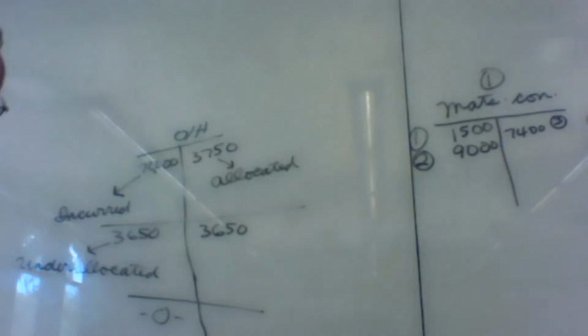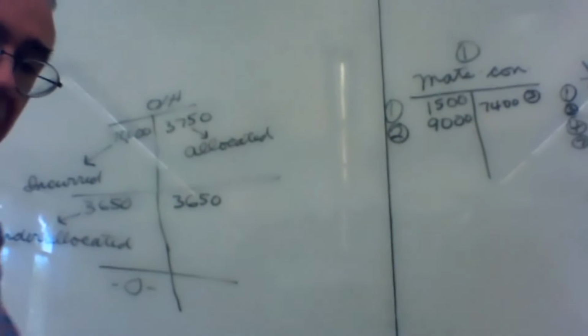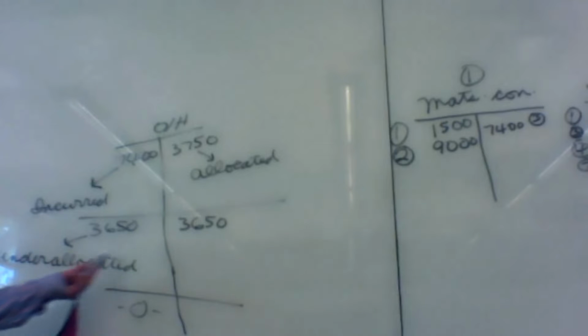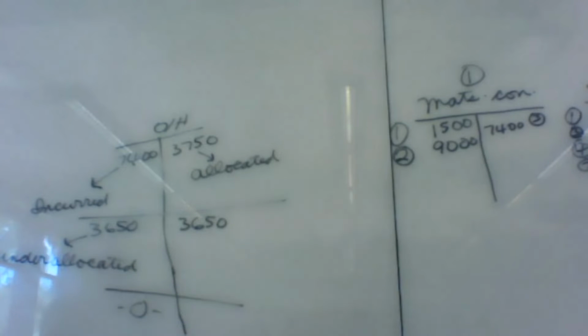In this case, overhead was underallocated. It could have easily been overallocated too. In that case, it would have been exactly the opposite of this. What I'm really concerned with, though, is whether we can make the journal entry and close this out.